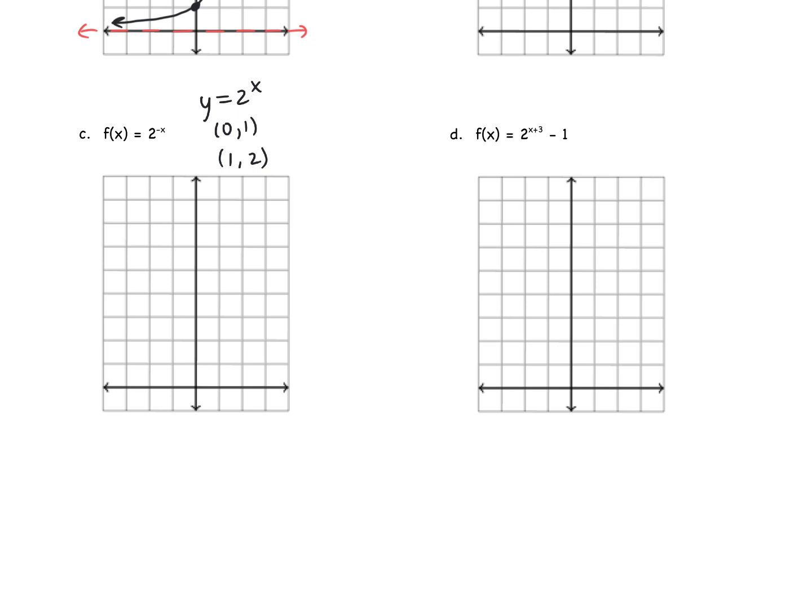Okay, we only have one change, and it's that negative in the exponent. If it's in the exponent, it affects x. What do we think that negative is going to do? Yeah, it's going to flip the x's. So each x will now be negative. So the first point stays the same, but the second point will become negative 1, 2. If we haven't done anything to y, the asymptote is not going to change. So we haven't changed y at all, which means our asymptote is still at y equals 0.